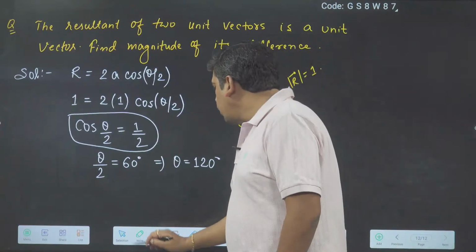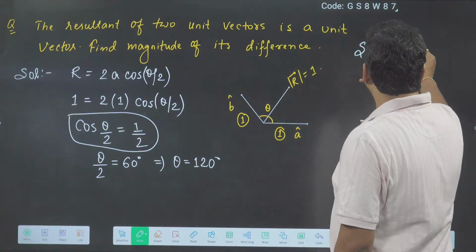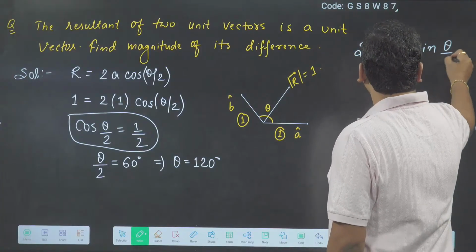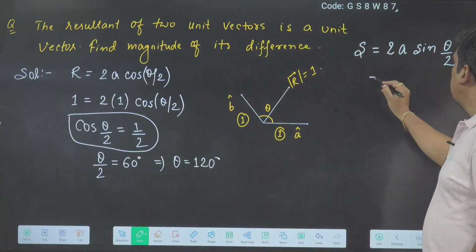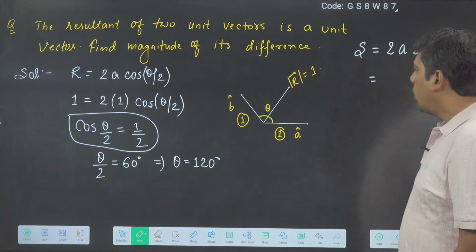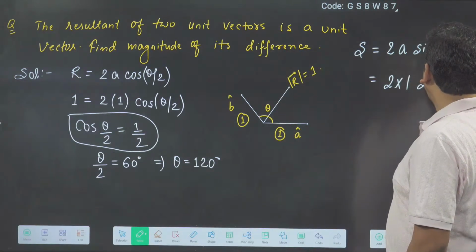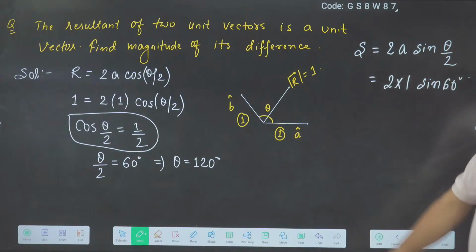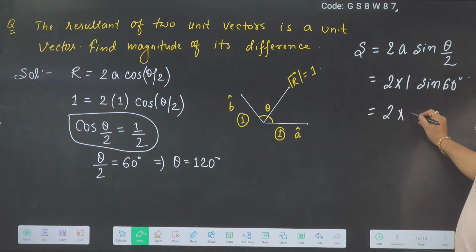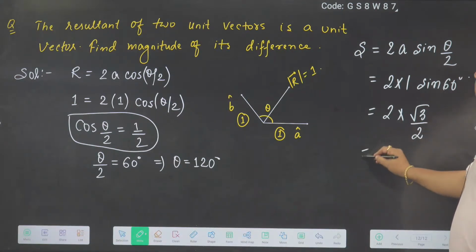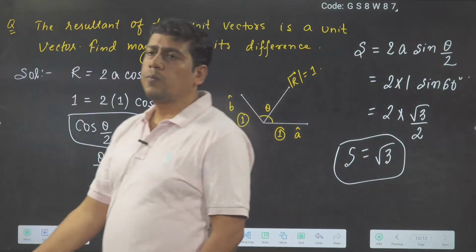Now find the magnitude of its difference. The magnitude of the difference is 2a sin theta by 2. Now theta by 2 is 60, a is 1, so it will become sine 60. Please understand, it will become sine 60. Sine 60 is root 3 by 2.